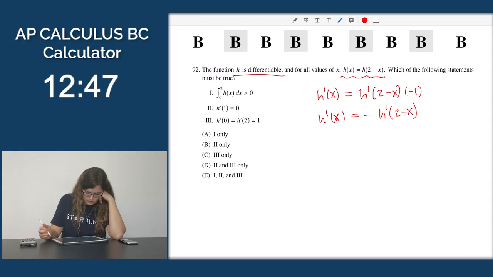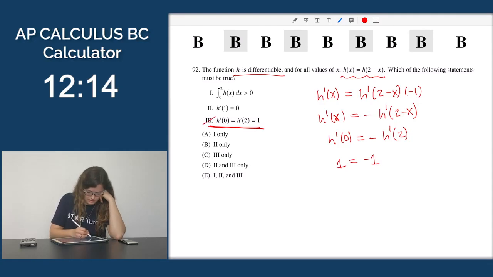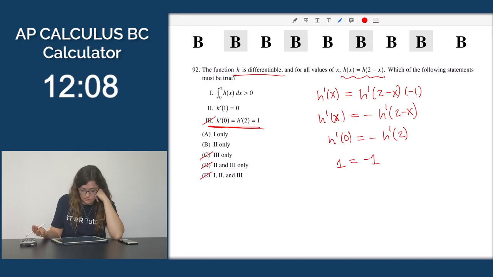Let's see. So, let's plug in 0 to see this. This third one looks similar, I guess. So if I plug in 0, I get h prime of 0 is negative h prime of 2. Yeah, I think I did that right. That's not true then. So I can't have h prime of 0 be equal to h prime of 2 equal to 1, because that would say 1 equals negative 1, which wouldn't make sense. So I think 3 is not true. So I think C is wrong, D is wrong, and E is wrong. So that means it's either 1 or 2.